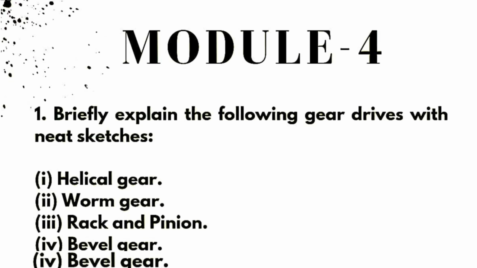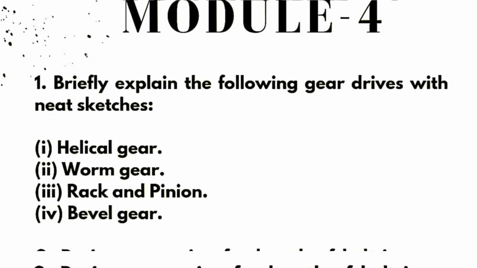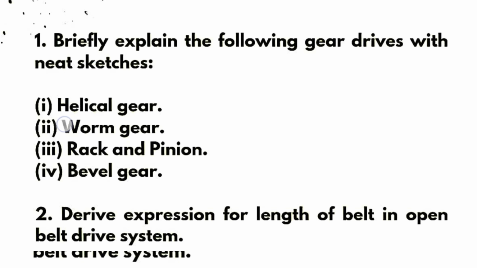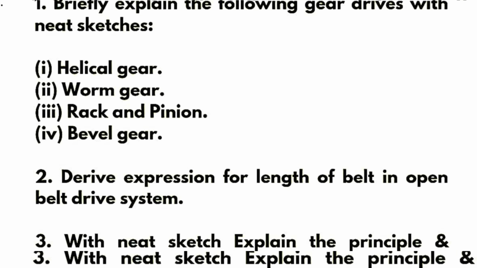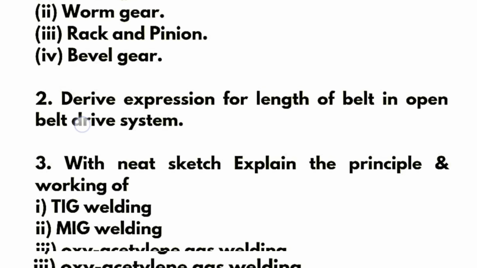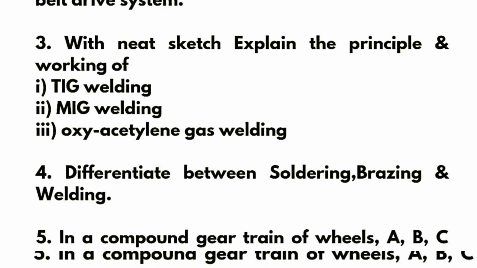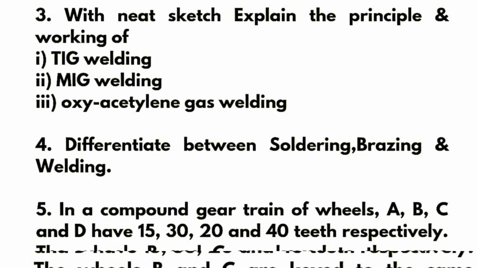Next we have Module 4. Briefly explain the following gear drives with neat sketches: helical gear, worm gear, and rack and pinion bevel gear. Derive the expression for the length of belt in an open belt drive system; this is a super important question. With a neat sketch, explain the principle and working of TIG welding, MIG welding and oxyacetylene gas welding. Okay, these are super important ones.